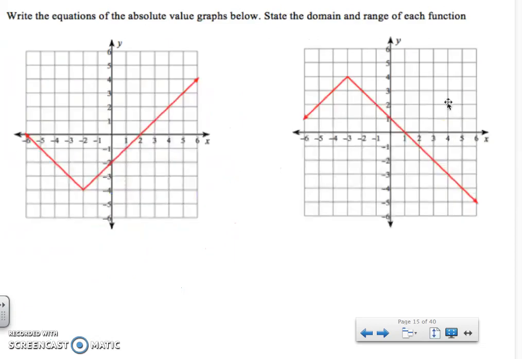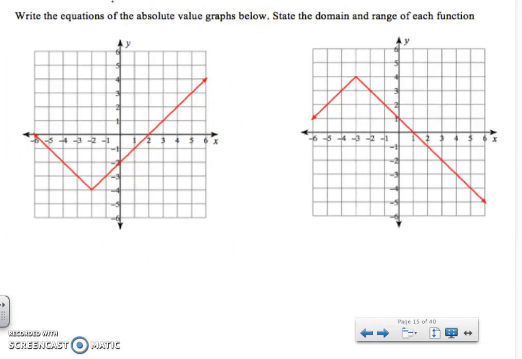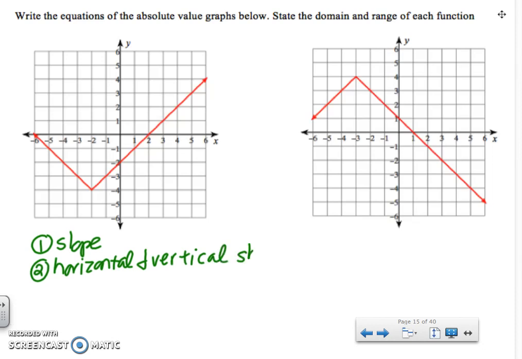So now we're going to look at writing equations from graphs. So the directions say, write the equation of the absolute value graphs below and state the domain and range. So first we're going to write the equation. And when you write an equation, you need the slope, and then you need the horizontal and vertical shift. Okay, so you need to see how far it went left or right, how far it went up or down, and your slope. Okay, so first off, here's our vertex.